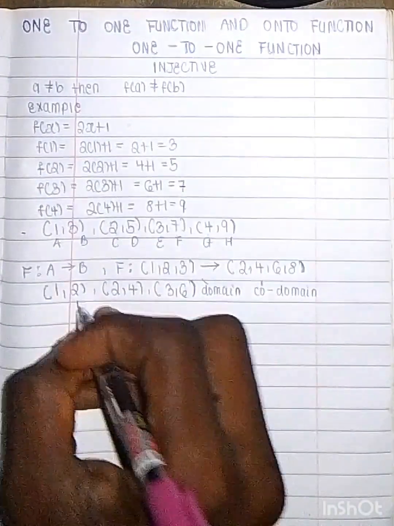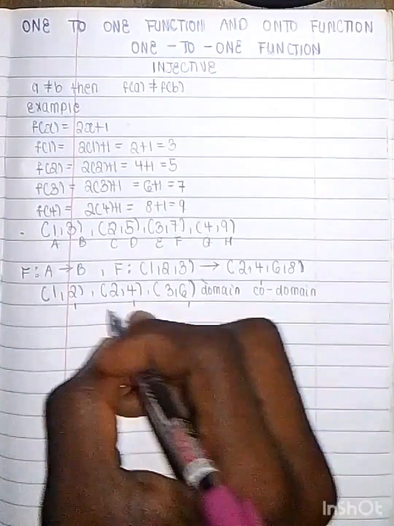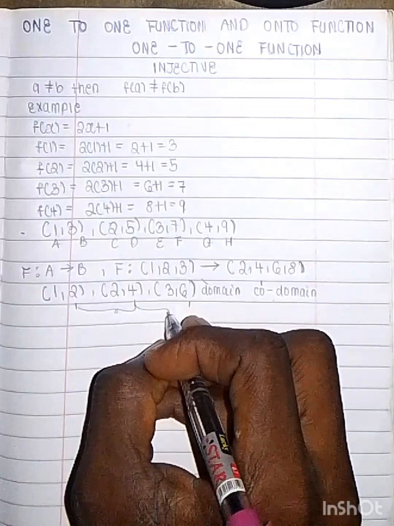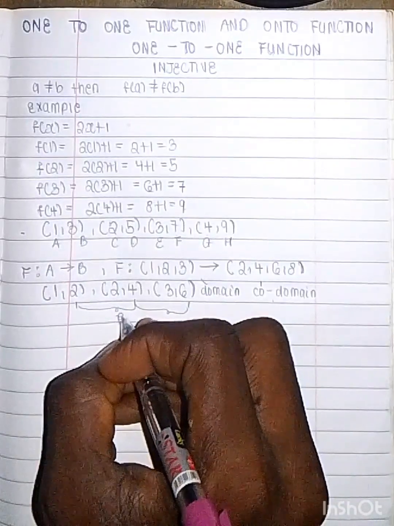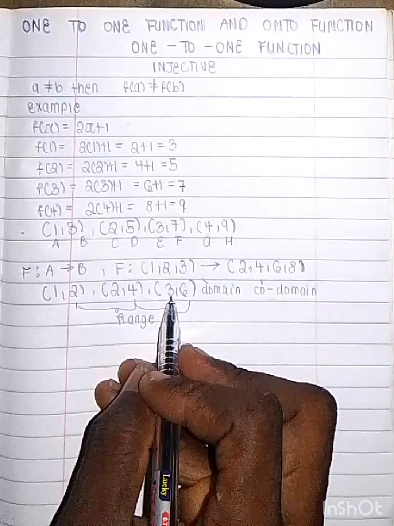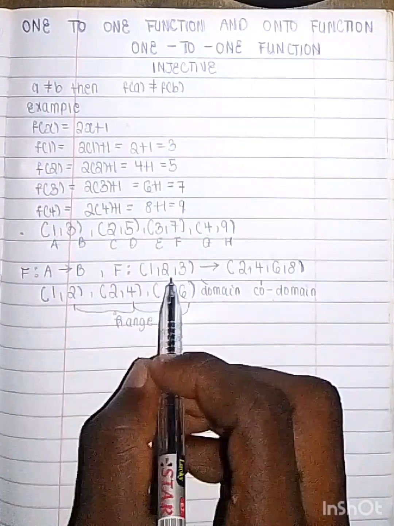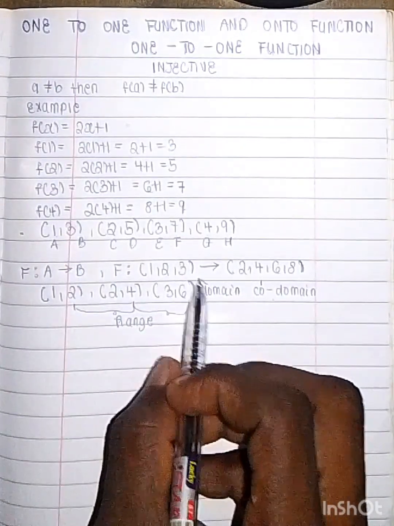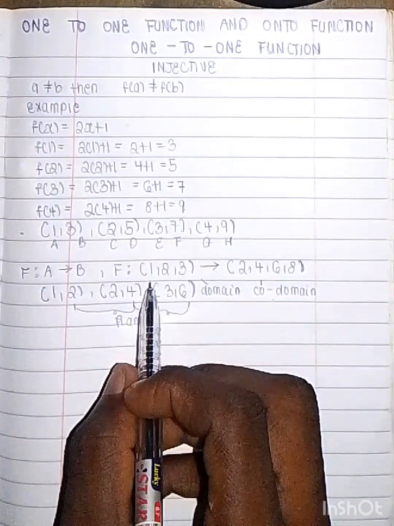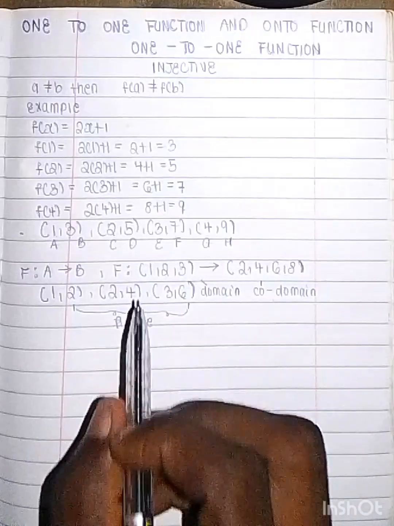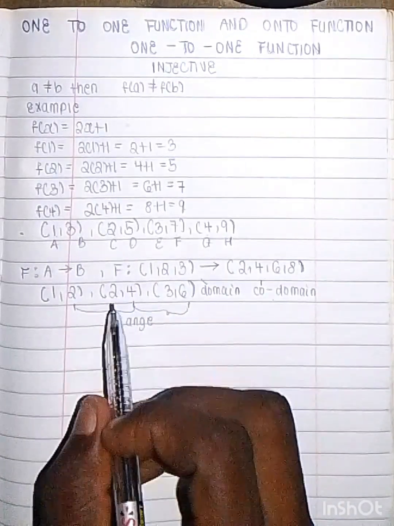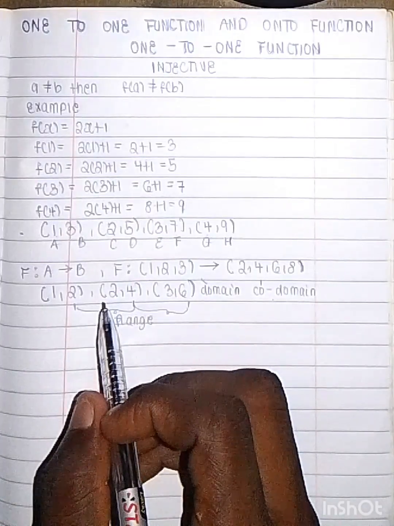This set of values here, as I explained in my previous videos, is the range. We know here that 1, 2, and 3 is the domain, as I already stated. Now you can see that each input must have only one output. That is what is called a one-to-one function. That is why it is called a one-to-one function.